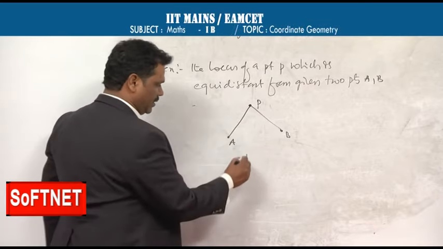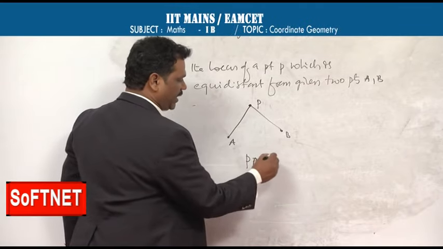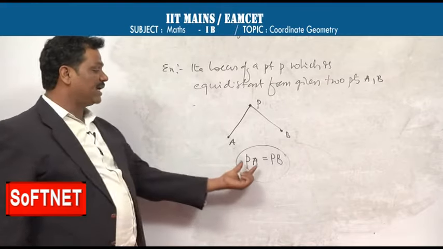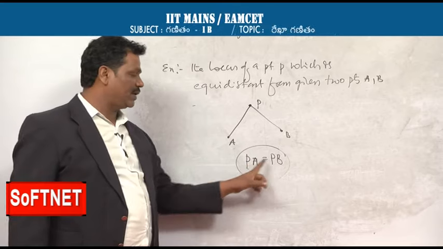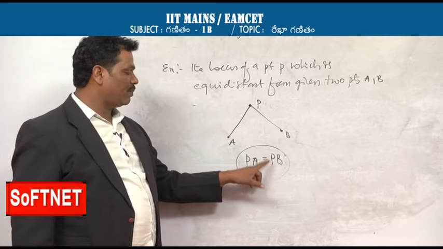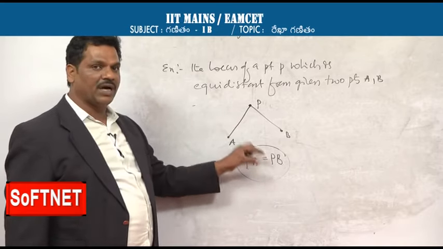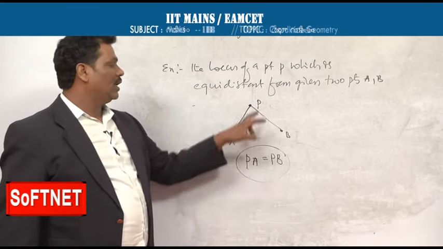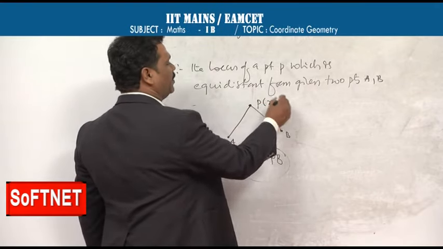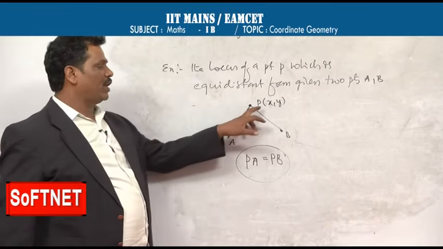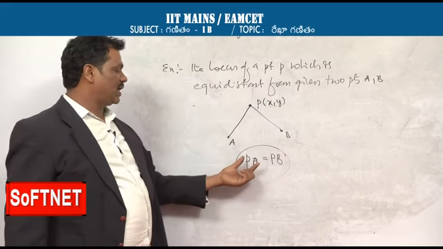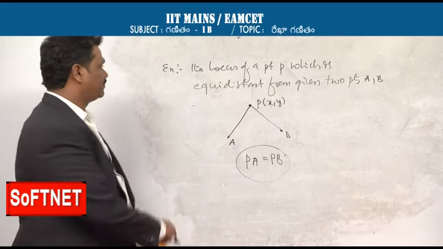What is the condition here? PA equal to PB. So here the locus of a point P satisfies the given condition PA equal to PB. The locus of a point satisfying the given condition or given property is called a locus. Locus of a point means in terms of x and y. Let P of x comma y be the point on the locus which is equidistant from given 2 points, meaning the condition is PA equal to PB.